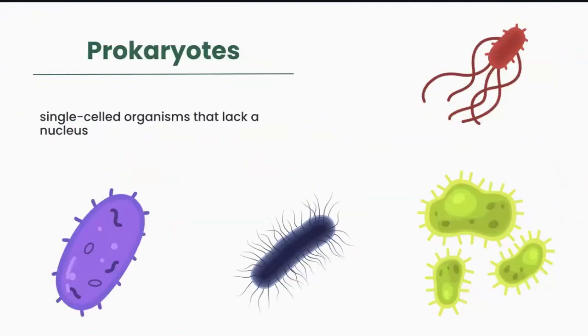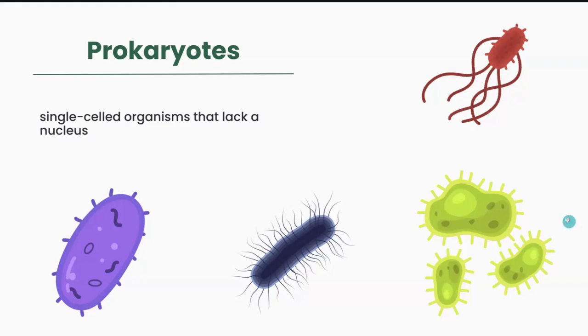So, organisms that are prokaryotes are single-celled organisms that are made up of prokaryotic cells, meaning that they lack a nucleus. I have some examples here of prokaryotes. But whenever you think of prokaryotes, I just want you guys to think of things like bacteria, things like diseases like E. coli, things like that are made up of prokaryotic cells, meaning that they are prokaryotes.